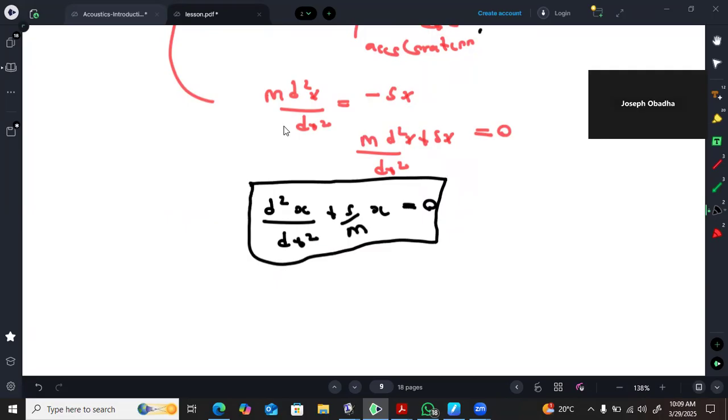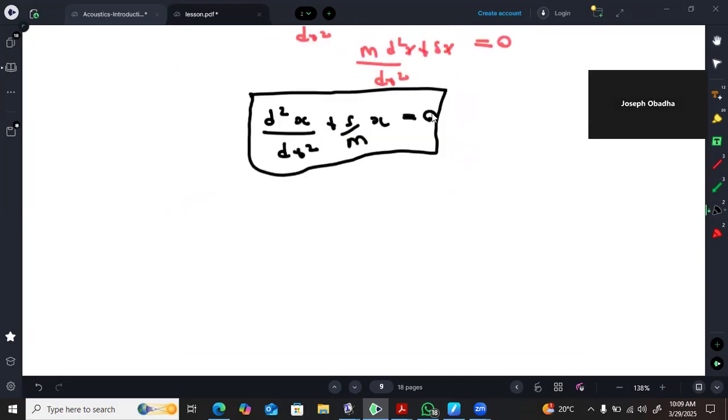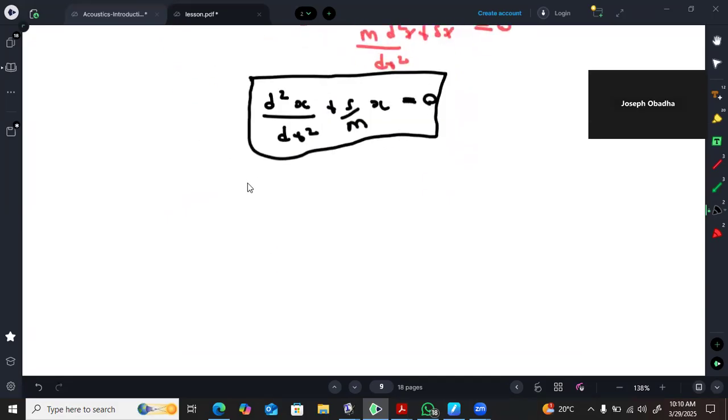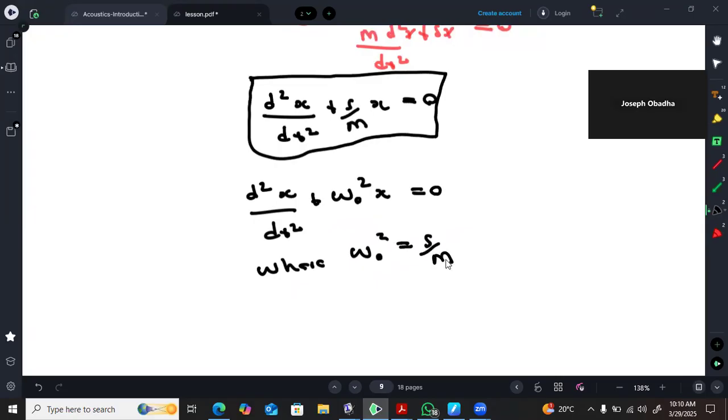So the methods of solving this equation are known, and we can actually write this equation in this form, so that we have d squared X by dt squared plus omega naught squared X equal to 0, where omega naught squared is equal to S over M, or omega naught is equal to the root of S over M.